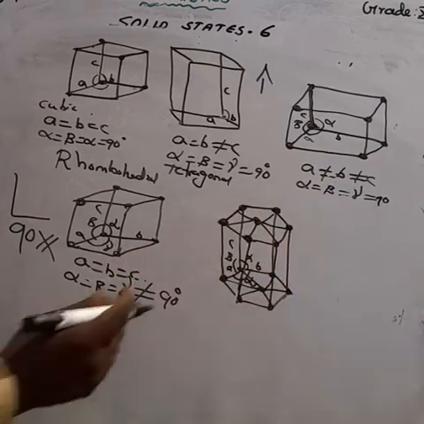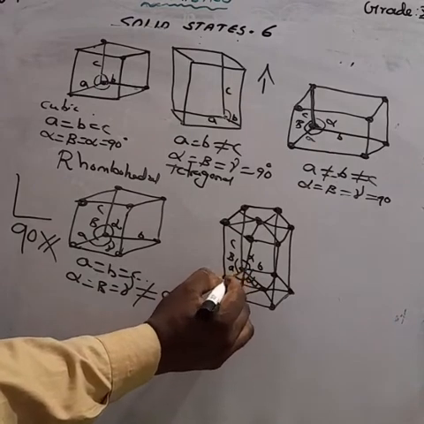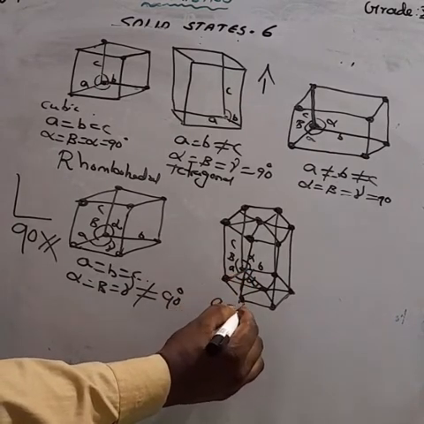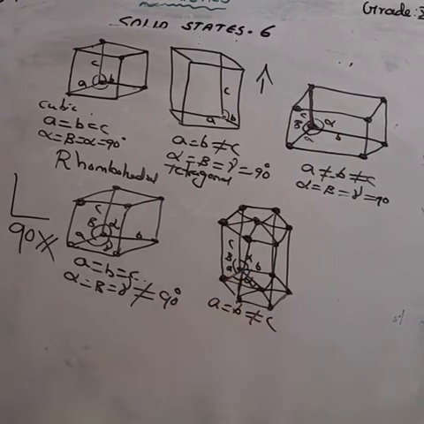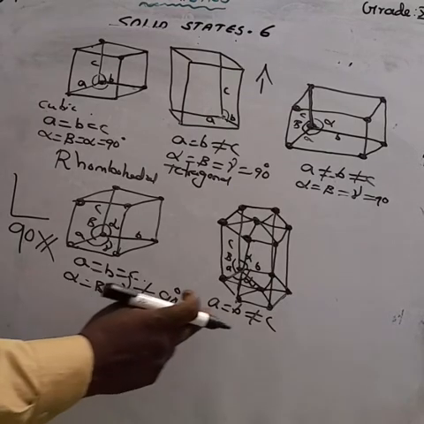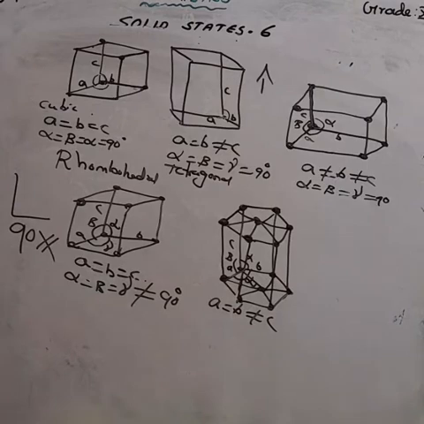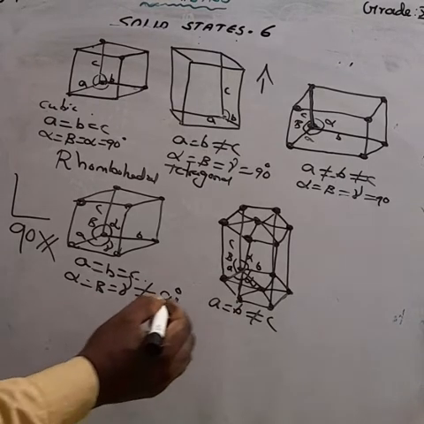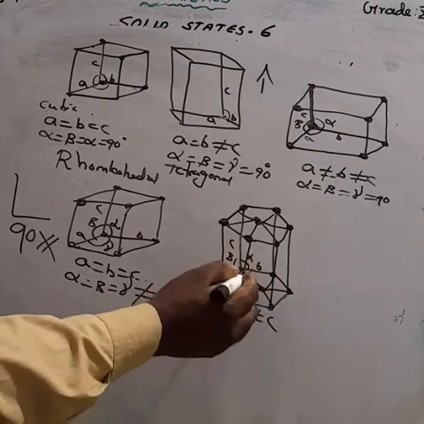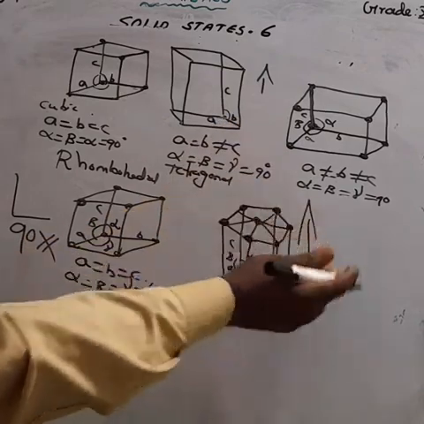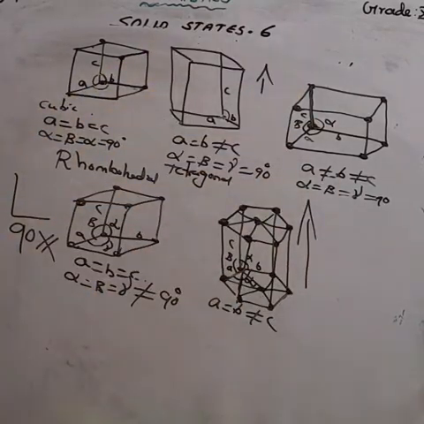A is equal to B, but B is not equal to C. The length A is equal to B, almost equal, but C has some distance. Am I right? C is not equal. B is not equal to C. So we can rewrite the angles.